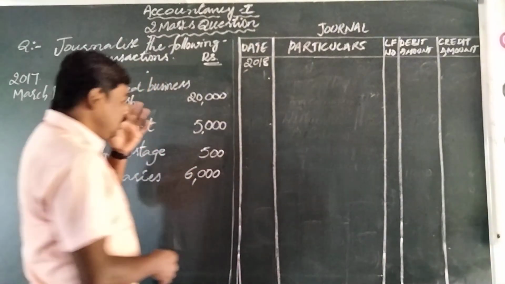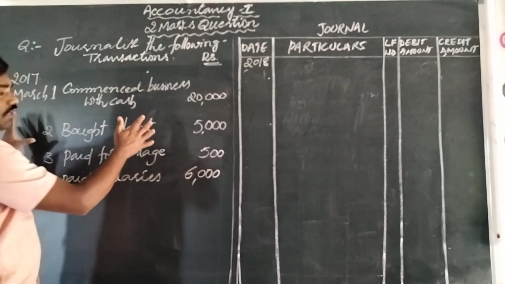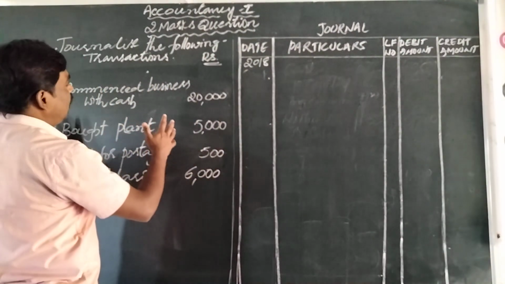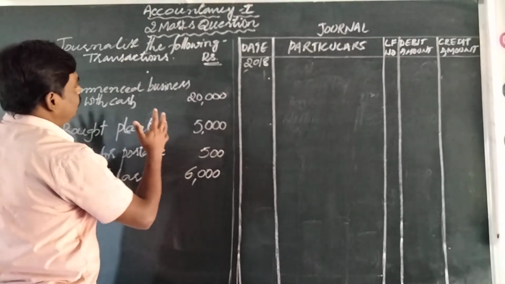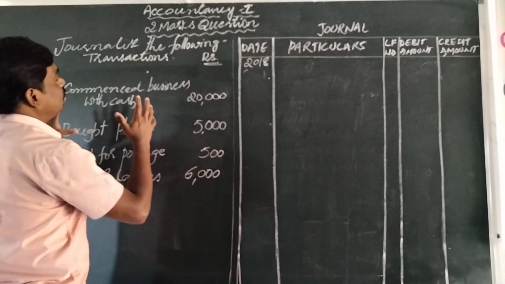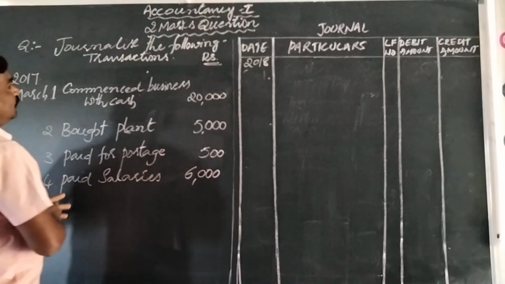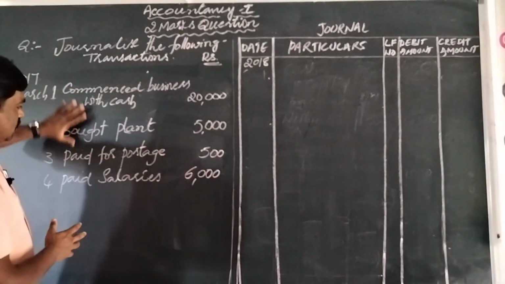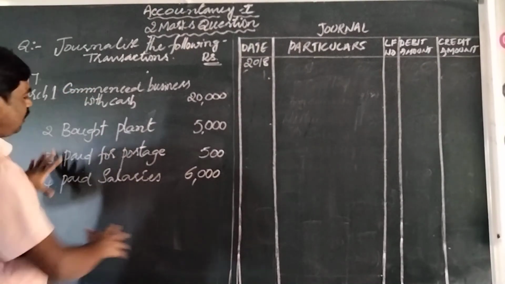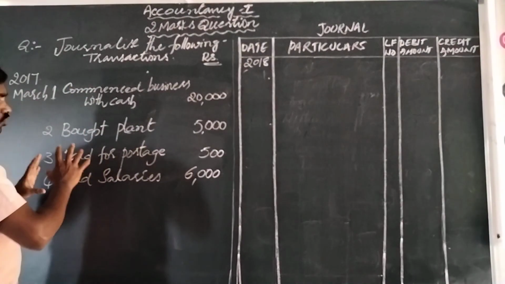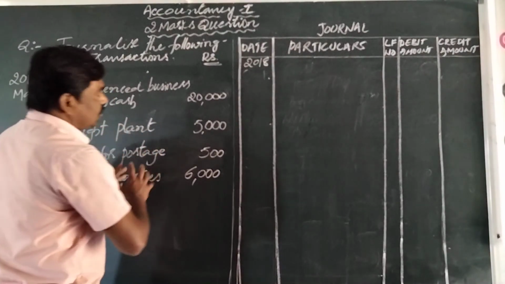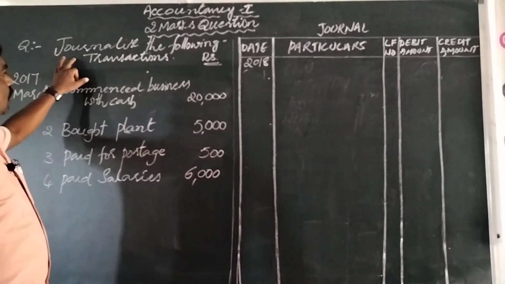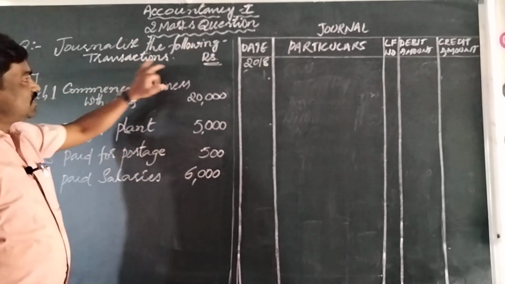Okay, students. So here you will be given 4 transactions in the annual examination for journalizing as a 2 marks question. So here 4 points are given, 4 transactions are given. I will explain how we are going to write journal entries for these accounting transactions. See, journalizing the following transactions.